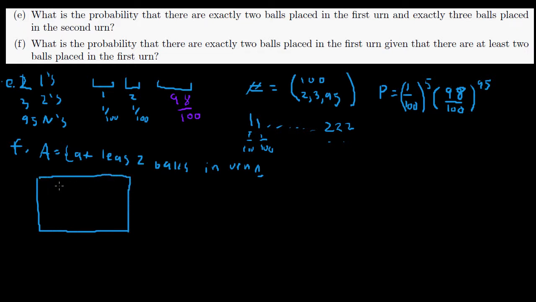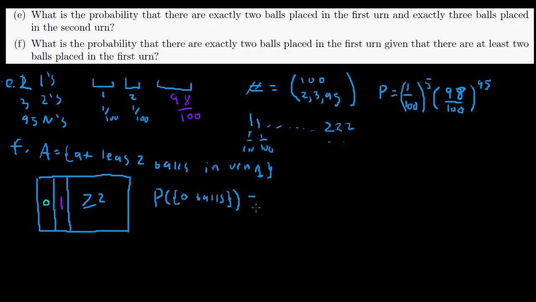So we can think of this as if this is our sample space omega and all the possible things that can happen, we could get 0 balls in urn 1. We could get 1 ball in urn 1. Or we could get greater than or equal to 2. So this means that if we want to compute the probability of A, then we can just take 1 minus the probability that I got 0 or 1. So what is the probability of 0 balls?